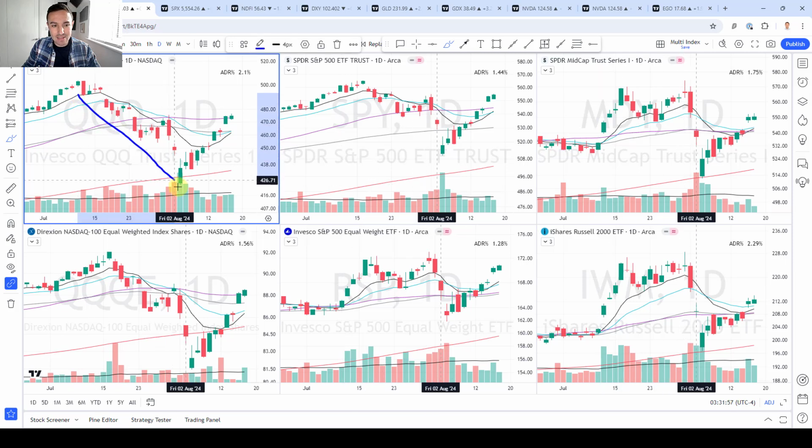Okay, so let's start off with the major indexes. So these V-shaped rallies continue following the August 5th capitulation flushes that we were talking about in the last YouTube video. There it is for the Qs.